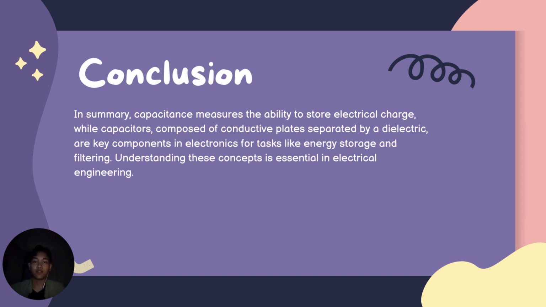Now we go into the conclusion. In summary, let's recall what we have learned. Capacitance is the measure of the ability to store electrical charge, while a capacitor is composed of conducting plates separated by a dielectric. They are key components in electronics for tasks like energy storage and filtering. Understanding these concepts is essential in electrical engineering.